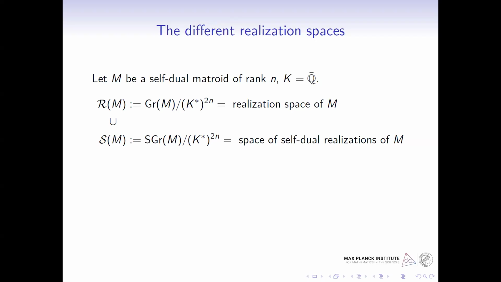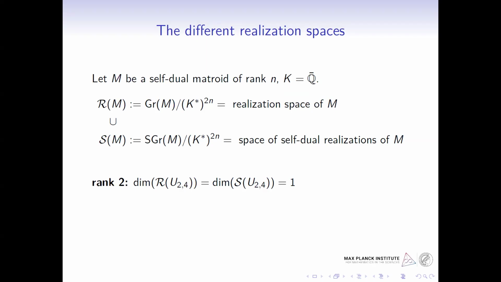Okay, so let's start with the baby case. That was n equal 2. n equal 2 corresponded to 4 points in P1. We remember they were all self-dual. Self-dual matroid, rank 2 on 4 elements, there was only the uniform matroid. So it's really just the case that we have only the uniform matroid here. The realizations and the self-dual realizations are the same.